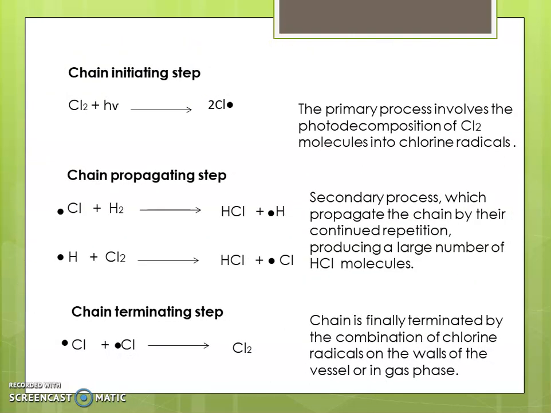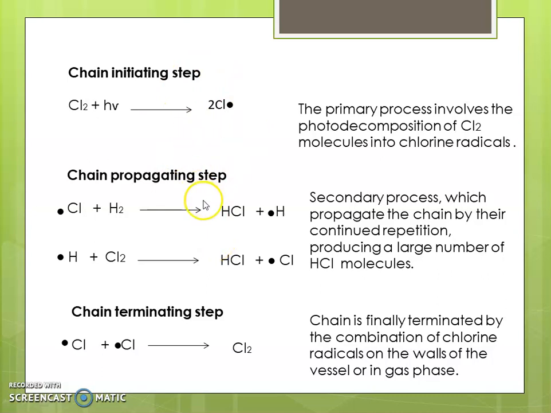First step, chain initiating step. That is the primary process. It involves the photochemical decomposition of Cl2 molecule into chlorine radicals. This is called the chain initiation step.